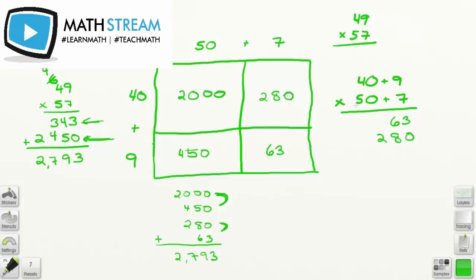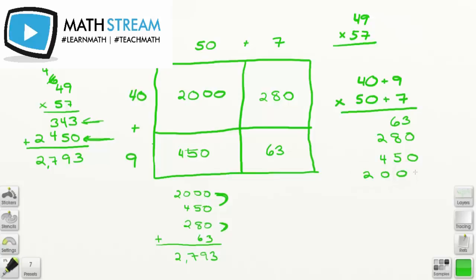Then we moved to the 50. We're going to distribute, in a sense, the 50 times 9, 50 times 40. So 50 times 9 is 450. And then 50 times 40 is 2,000.